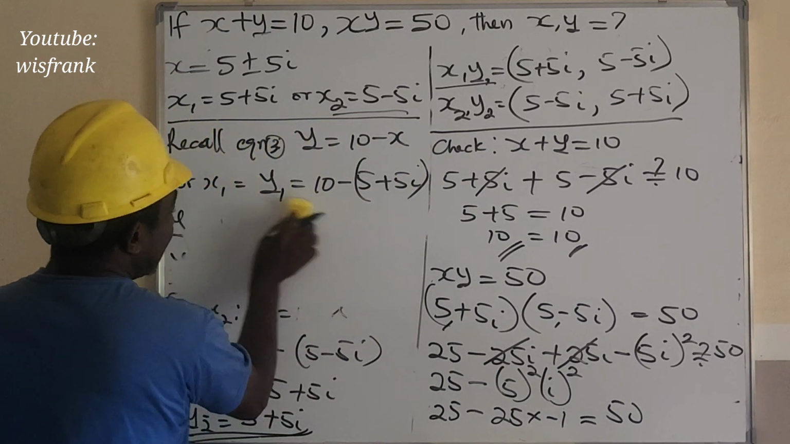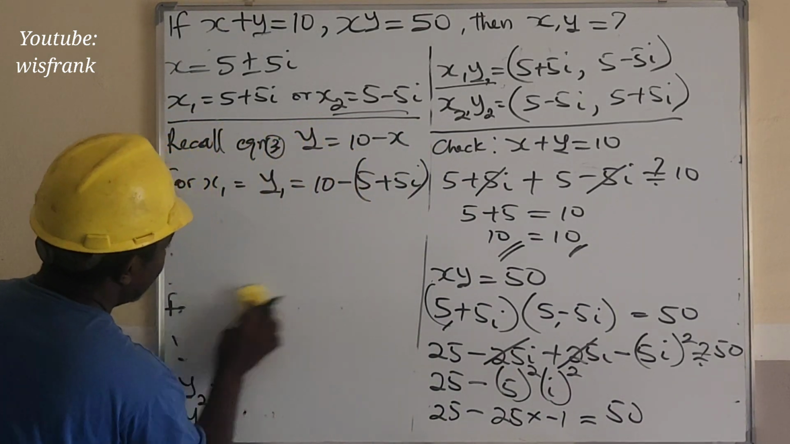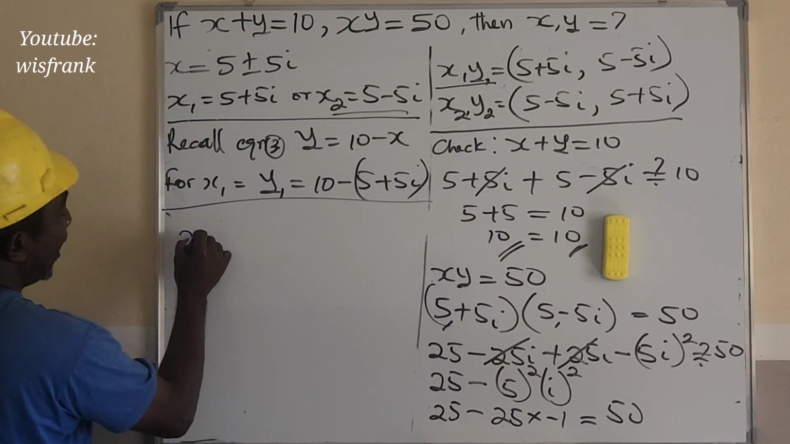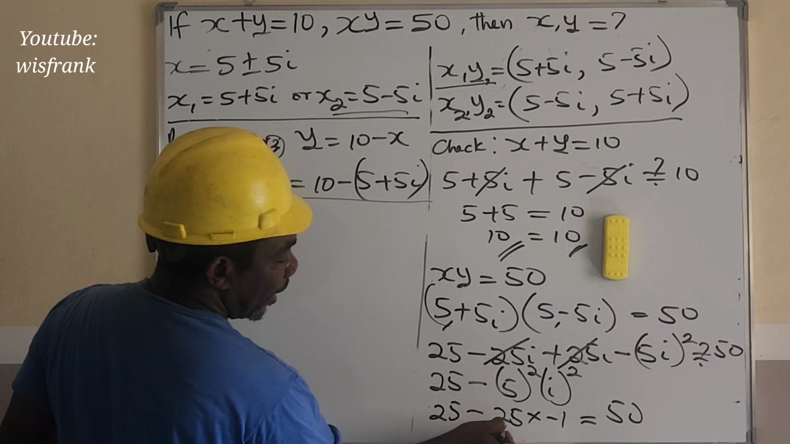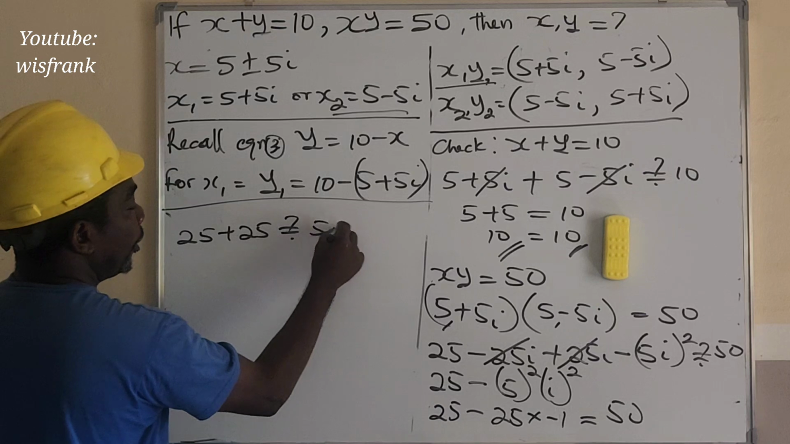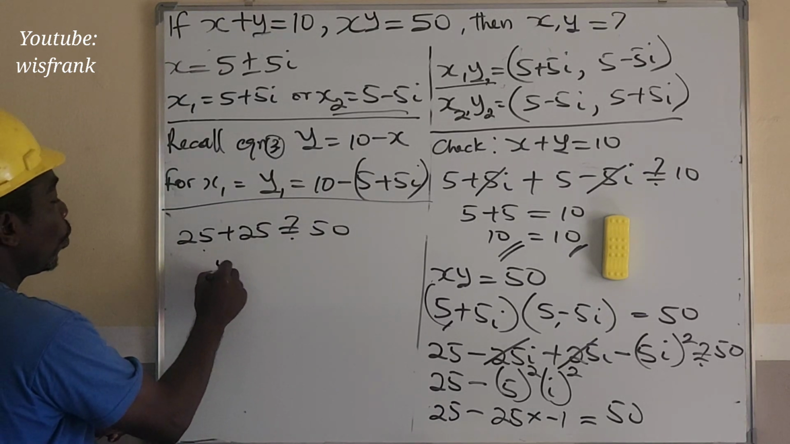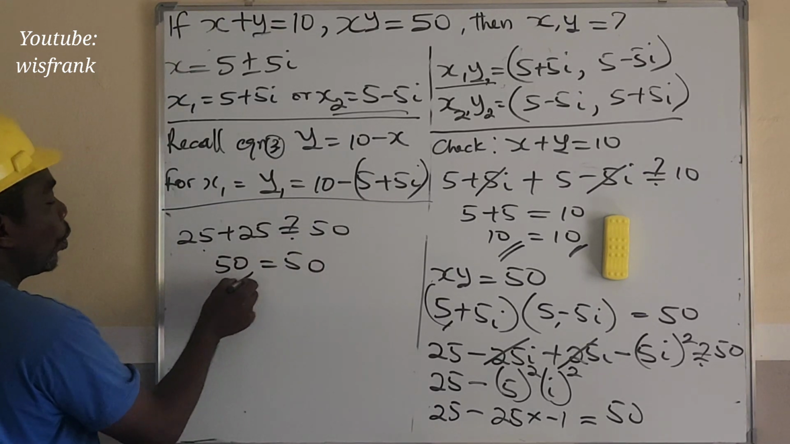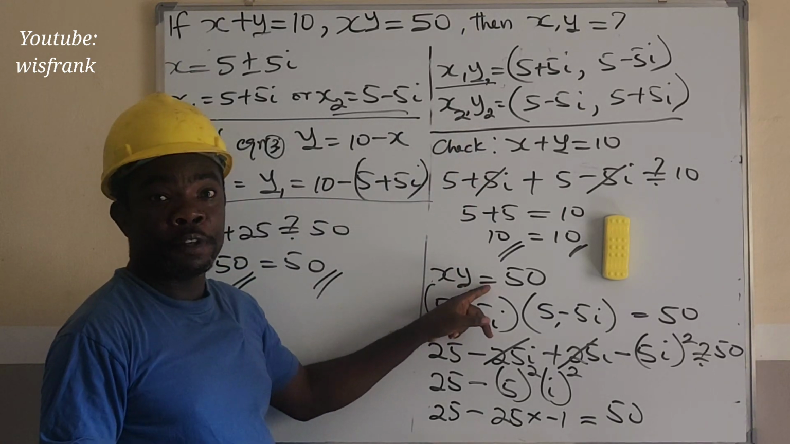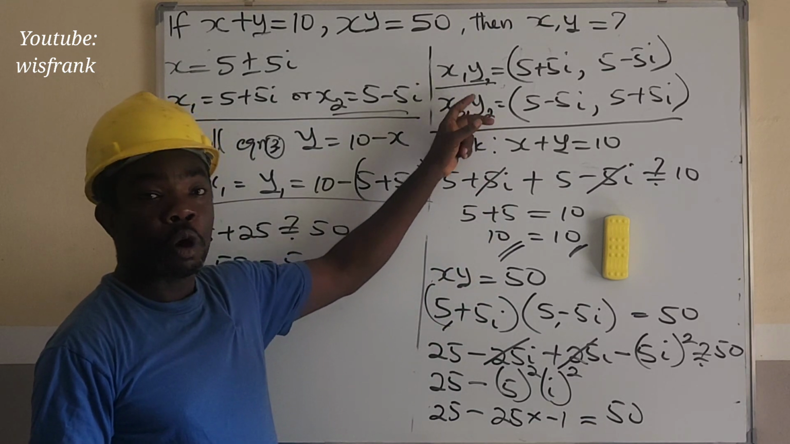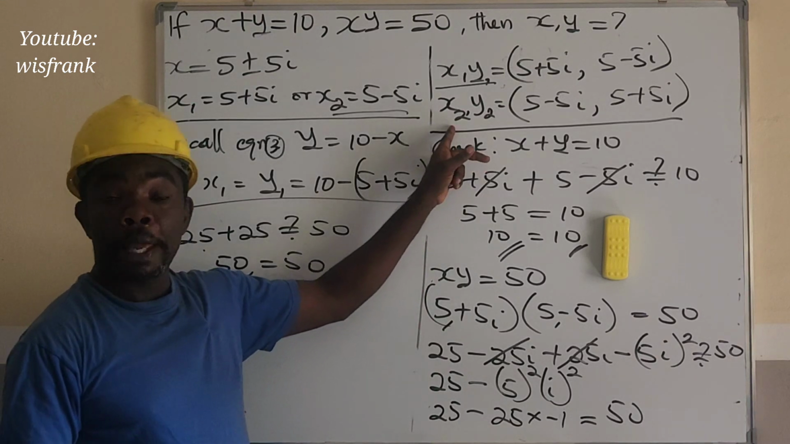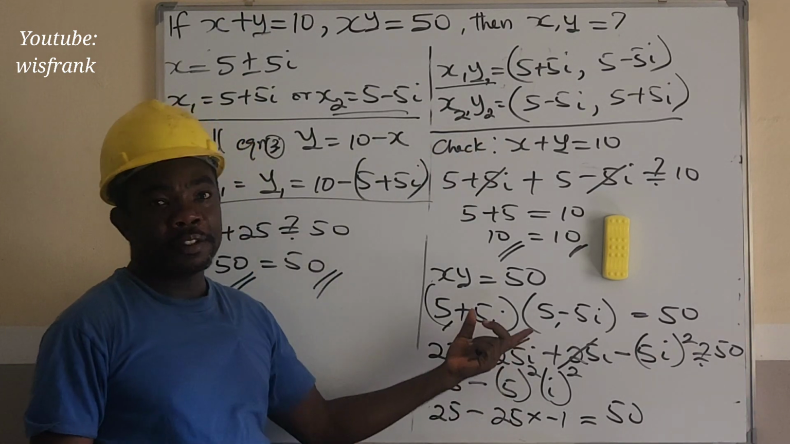Let's write it on this other side. Here we have 25, and here it will be minus 25 times minus 1, which gives us plus 25. Will this equal 50? We add 25 plus 25, which gives 50, equals 50. Therefore, for xy equals 50, substituting the values of x1, y1 satisfies this expression. You can do it on your own and put in the comment section whether x2 and y2 satisfy the equation.